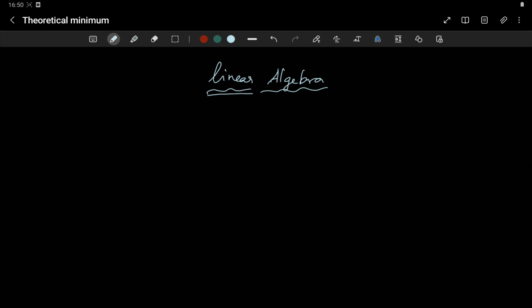So linear in the sense it doesn't have higher powers. So what is the maximum power it can have? One. So basically, you're talking about a function, right?